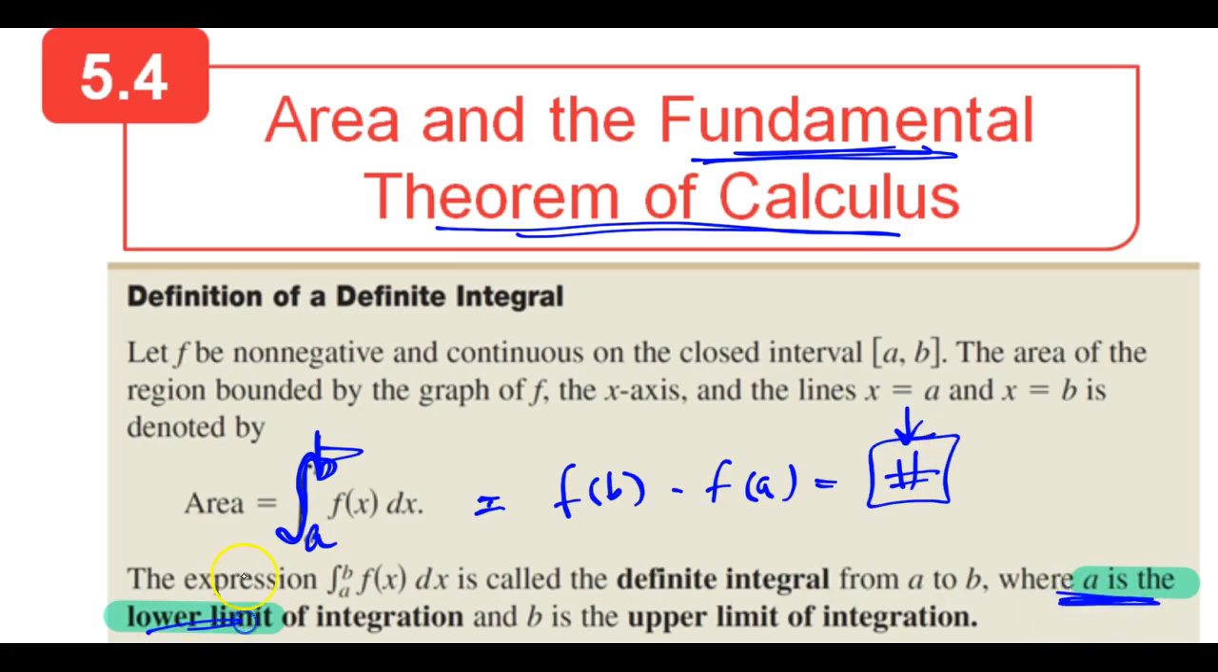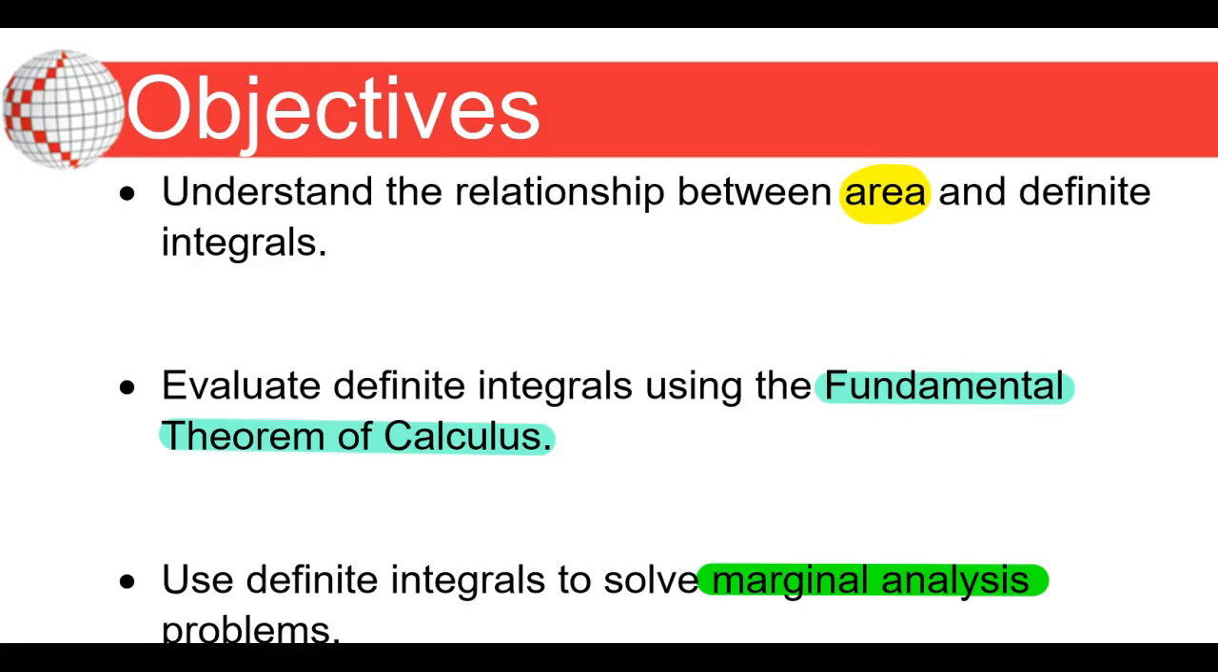Remember, a is always the lower limit, so it's going to go from low to high. And then it's kind of weird. We're going to do f of high minus f of low, which is kind of backwards maybe. So that is the fundamental theorem of calculus.